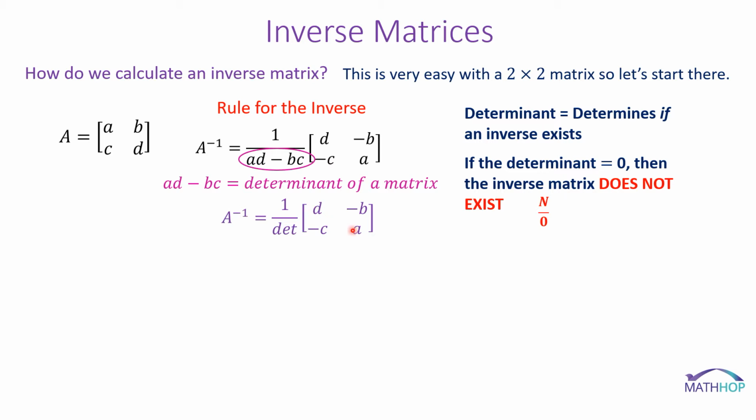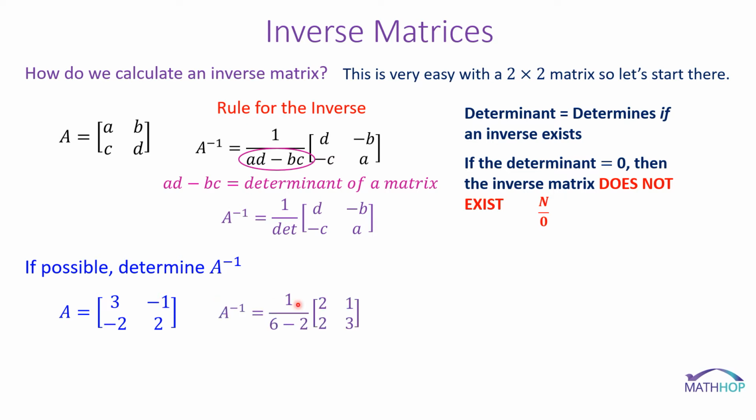Okay, so if possible, let's determine the inverse of matrix A. Given matrix A is 3, negative 1, negative 2, 2. Let's first figure out what the determinant is. So 3 times 2 is 6, minus negative 2 times negative 1 is 2. So 6 minus 2 is the determinant, and then we're simply going to switch places here, A and D, and switch signs here. So this is what this looks like.